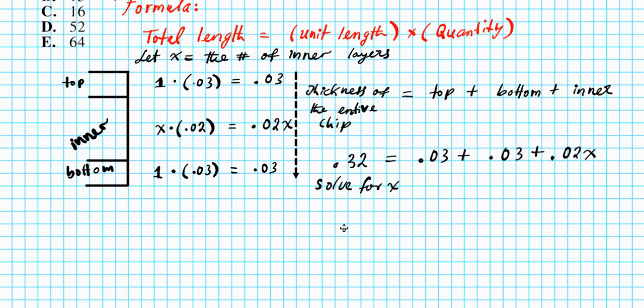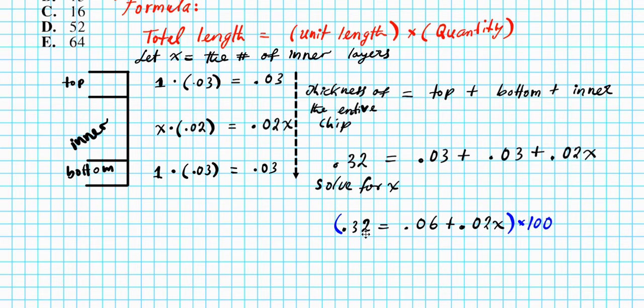Okay, so we have 0.32 equals 0.03 plus 0.03 is 0.06 plus 0.02x. Now this decimal is annoying. Let's get rid of it so it looks prettier. So we just multiply by, all of them have two decimal places, so we'll multiply by 100. What does multiplying by 100 accomplish? It causes a decimal point to move two places to the right.